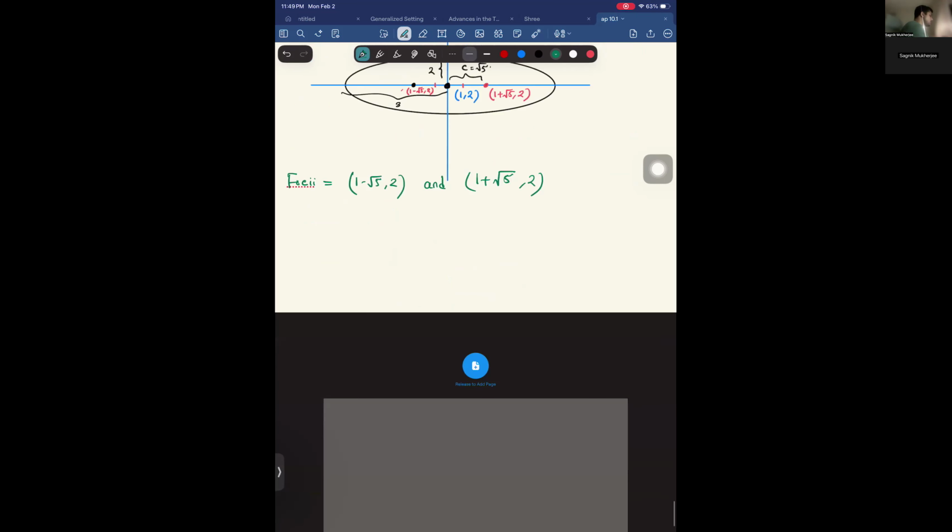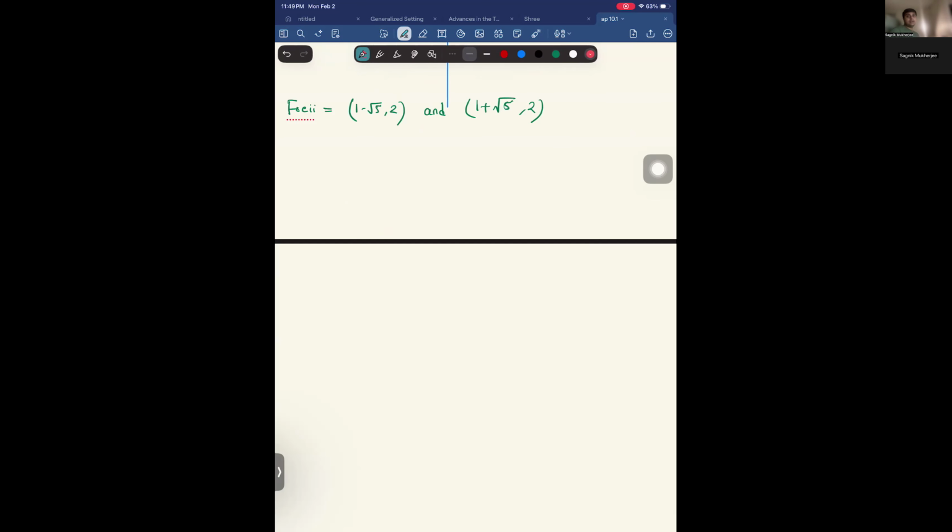That's it. Also, remember that there is something called eccentricity. So what is eccentricity? Eccentricity is c over a. So c is square root 5, a is 3. So this is the eccentricity. Let me highlight this so that you don't miss. So that's all about ellipses.